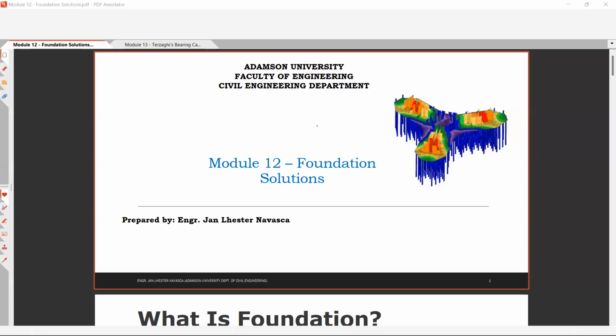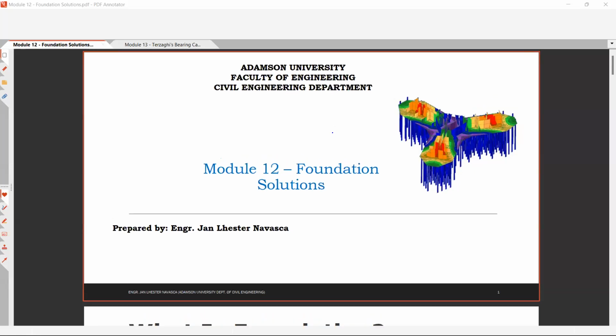Hello. We will start discussing Module 12, Foundation Solutions. In this module, we will determine what are the different types of foundations, what are their uses, okay, ano yung mga uses nila, saan sila magandang ginagamit, yung mga different foundation solutions. Also, we will determine what is the difference between the shallow and the deep foundations.